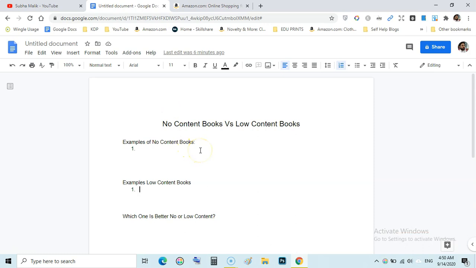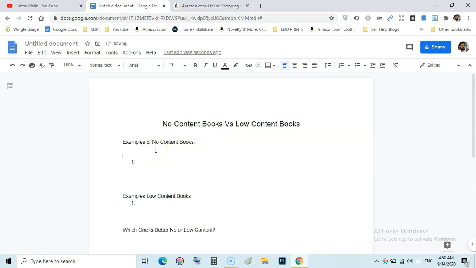So let's get started. What is no content? What are no content books? So here are examples of no content books. No content books are the books which don't have any text or writing. There is no writing or no text in these books.